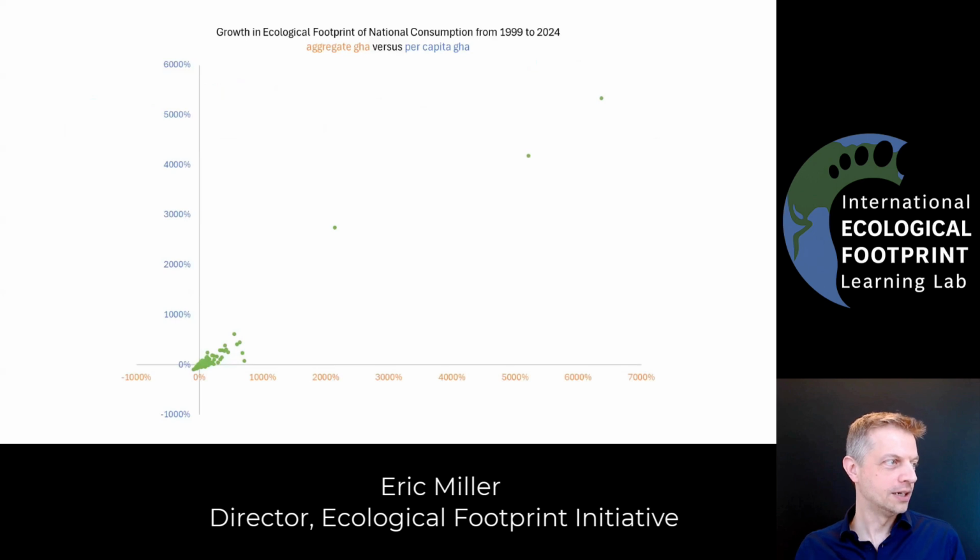So here's a plot of the change or the growth in ecological footprint of national consumption from 1999 to 2024, that same 25-year period. And so on the x-axis, we've got the aggregate global hectares. And on the y-axis, we've got per capita global hectares.